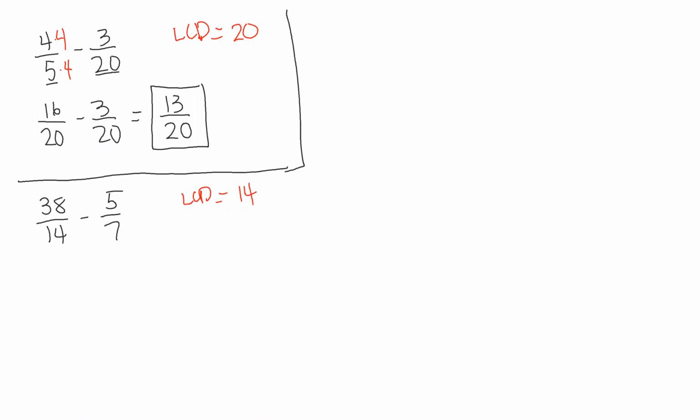So 38/14 does not need to be rewritten. 5/7, however, does. I would need to multiply top and bottom by 2. So I get 38/14 minus 10/14. Well, 38 minus 10 is 28. So I would get 28 over, whoops. It's so much better in class because you all catch these little goofs. The denominator on this fraction would be 14, not 7. So 38 minus 10 is 28. My common denominator is 14. And well, what happens? I just get 2, right? 14 goes into 28 twice. So that would be your final answer.